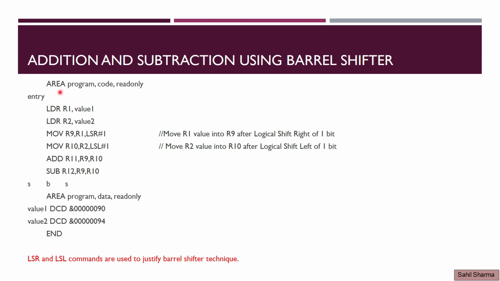Now the third technique, addition and subtraction using barrel shifter. So there are two sections, code and data. Barrel shifter means that we want to use these commands: LSR logical shift right or LSL logical shift left.